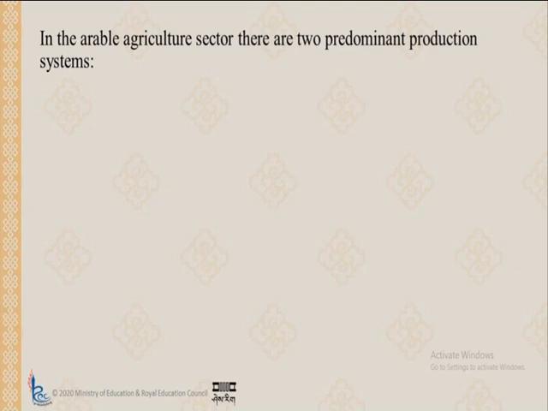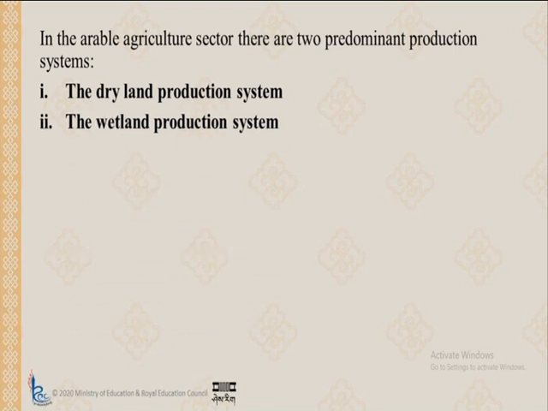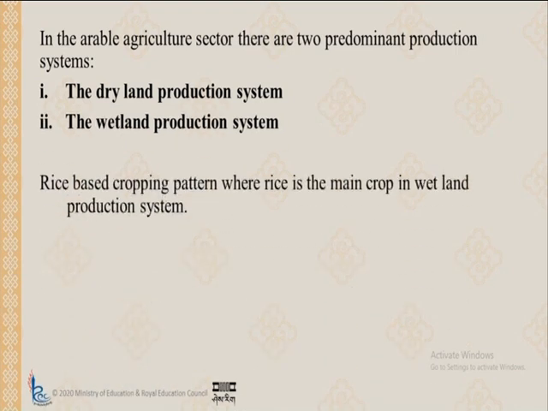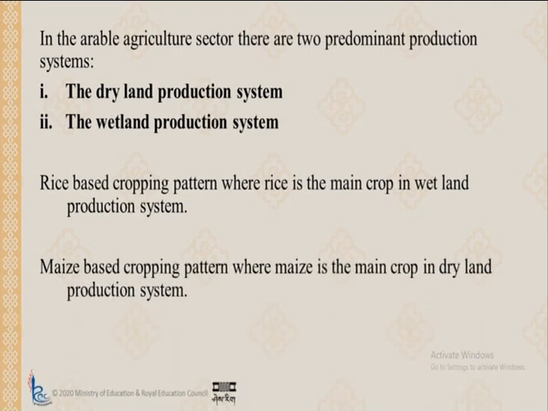Now in the arable agriculture sector, there are 2 predominant production systems. They are the dry land production system and the wet land production system. Rice based cropping pattern, where rice is the main crop, is followed in the wet land production system, and in the dry land production system, maize based cropping patterns are followed.